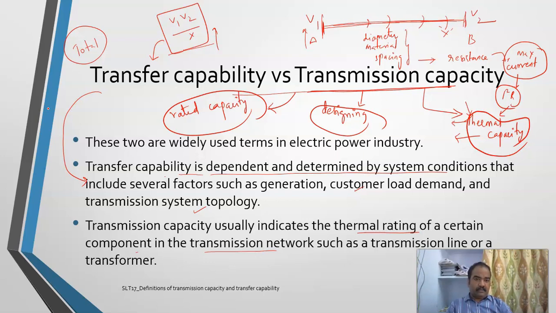But as of now, what you need to know is that transmission capacity is just like your thermal rating of the machine, which is the maximum technical capacity to which you can load the transmission line. Whereas transfer capability is more of a dynamic thing, which depends upon different factors such as generation, customer load demand, etc.